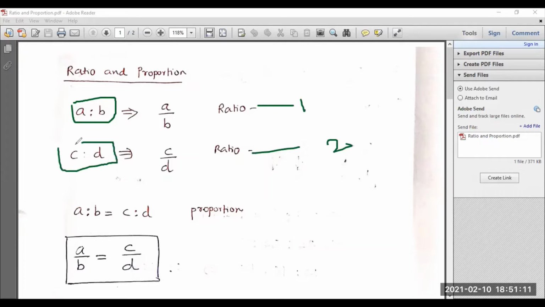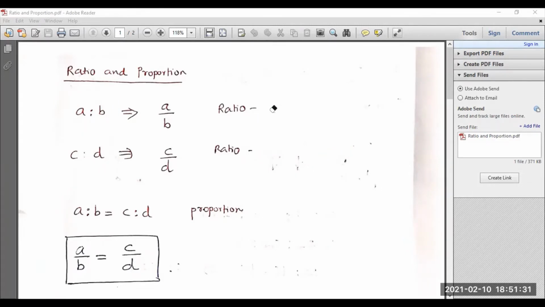We can observe, if two ratios are in proportion, I can write A is to B is equal to C is to D. Or else I can write A by B is equal to C by D. Or you can write AD is equal to BC, A into D is equal to B into C. So this is actually the basics of ratio and proportion. So you need to remember this concept.